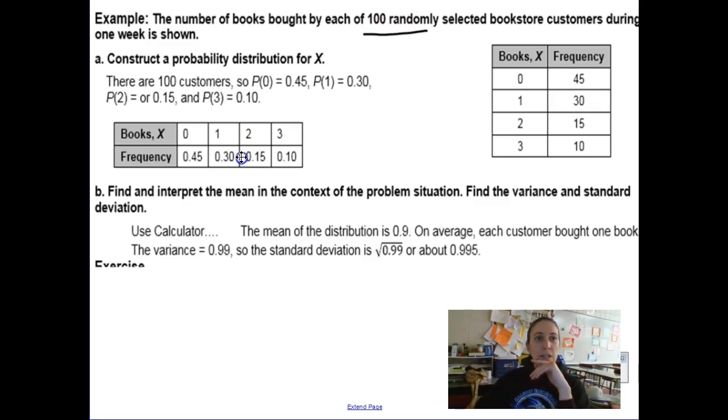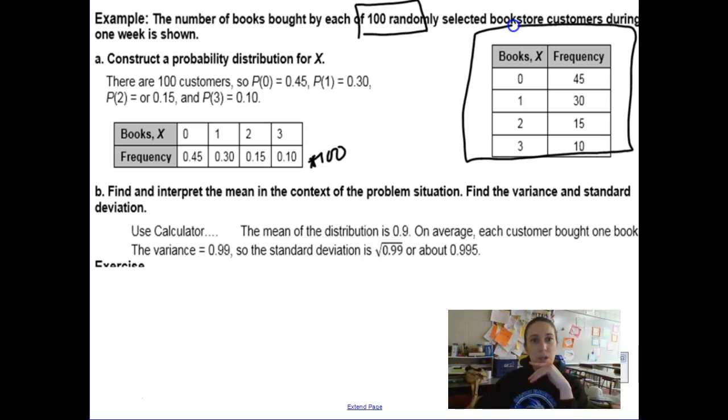So what they did here is they tallied up how many books were purchased, and the answers came out to either 0, 1, 2, or 3. And then they looked at the frequency. Now this is written as probability, like 45%. So then what they did is they multiplied that by how many people were actually sampled, and they came up with this frequency table right here.